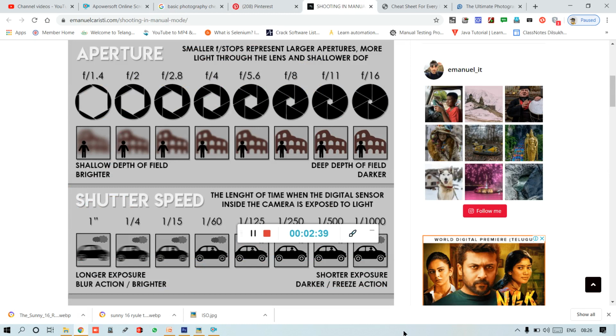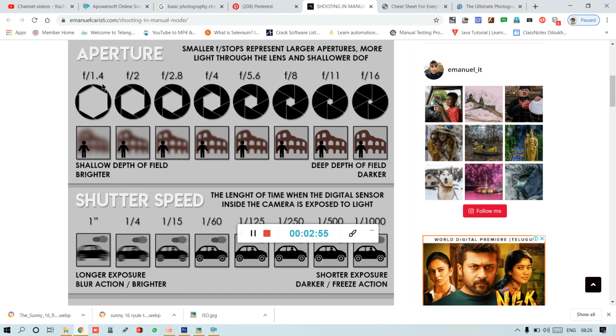Aperture is always mentioned based on f stops. Shallower the depth of field, which means your aperture is wide open. Larger or deeper the depth of field, which means your aperture is closed. Now these are the aperture blades here, which you can see wide open and closed.